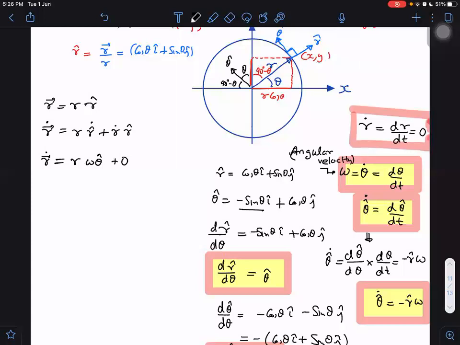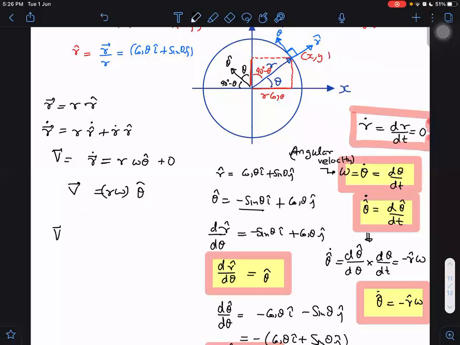This is the derivative of r. It is nothing but velocity. So what is the velocity formula? Velocity is r omega, and the direction for velocity is along the tangent. We already know this thing. I have told you that velocity will always be along the tangent.